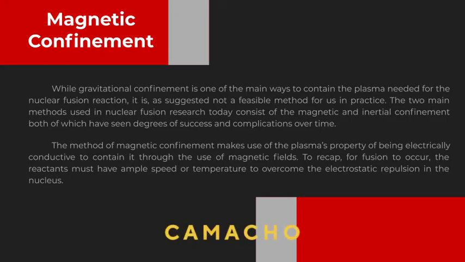While gravitational confinement is one of the main ways to contain the plasma needed for the nuclear fusion reaction, it is, as suggested, not a feasible method for us in practice. The two main methods used in nuclear fusion research today consist of magnetic and inertial confinement, both of which have seen degrees of success and complications over time.